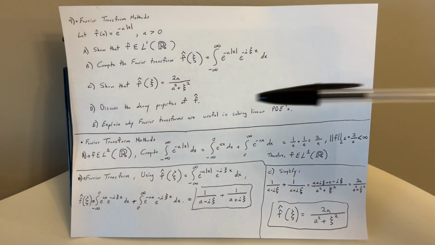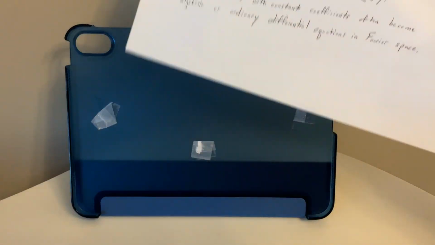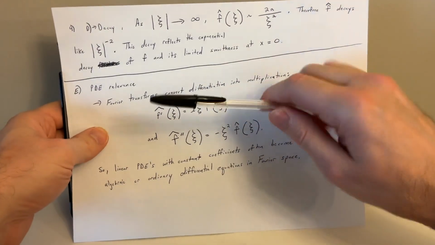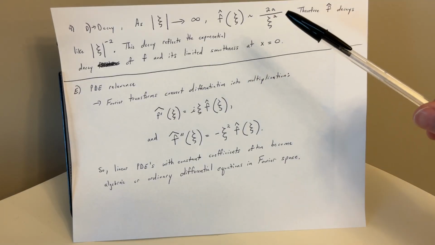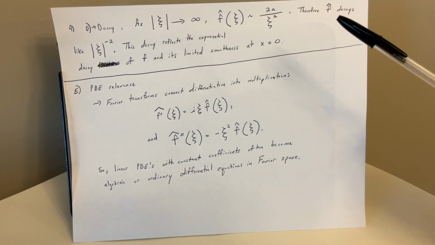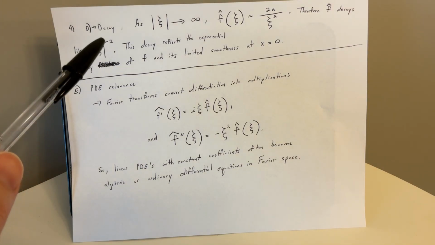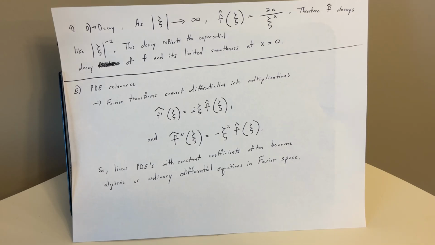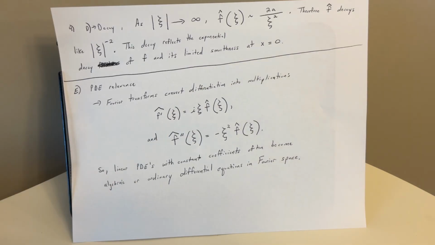And then moving along to D and E. Okay, for D and E, for the decay, we get the following: as the absolute value of xi goes to infinity, f hat of xi approximates 2a over xi squared. Therefore, f hat decays like absolute value of xi to the negative 2. This decay reflects the exponential decay of f and its limited smoothness at x equals 0.